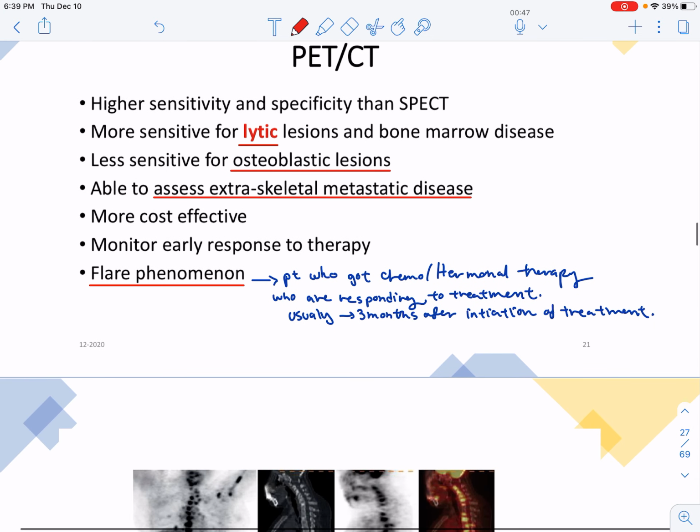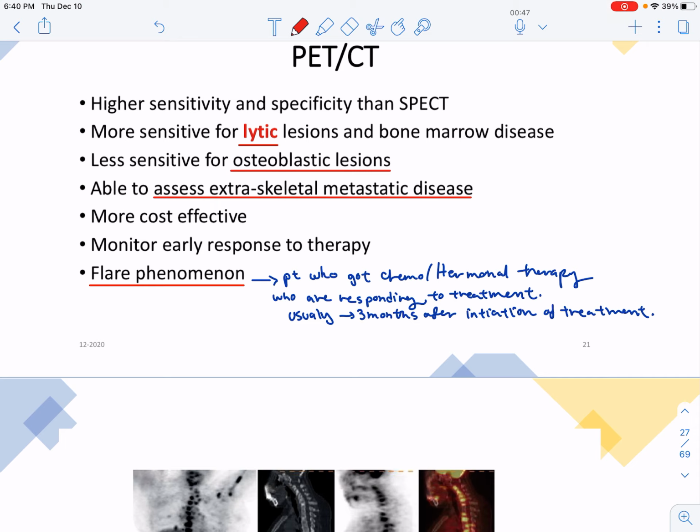There is the flare phenomenon, and what is it? لو البيشن أخذ كيمو ولا hormonal therapy, the bone will react and it's going to be hot يعني hot lesions يعني higher uptake, which means that actually it's responding to the treatment, and usually we can observe it in the 3 months after initiation of the treatment. So that's why flare phenomenon.